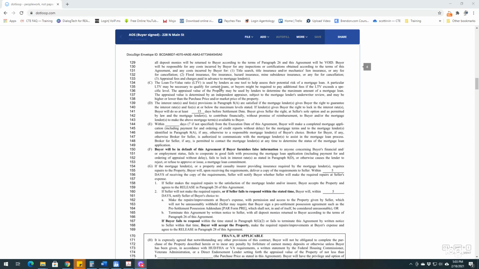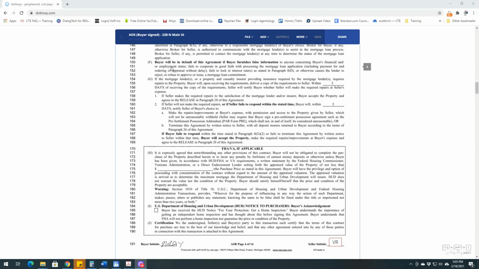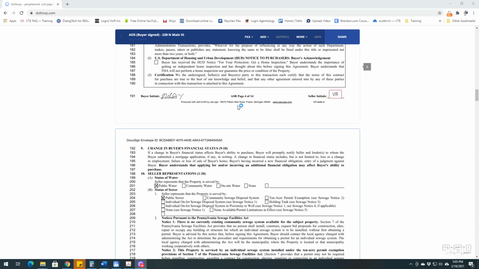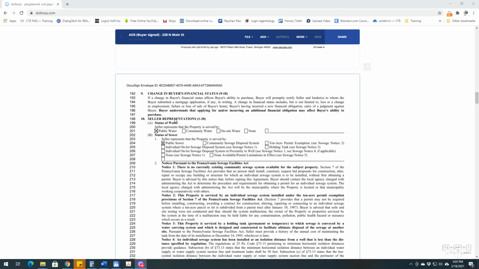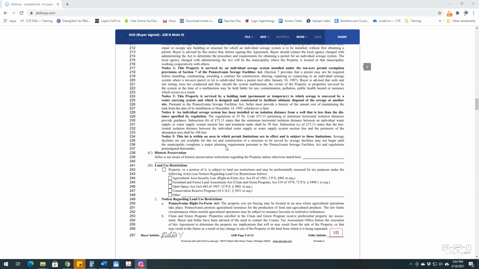And the remainder of this just spells out that timeline. It does say here the buyer is in default if they furnish any false information to the buyer's financial institution, so they can't lie about anything. If it's an FHA loan, this here would apply. If the buyer has any changes in their financial status, they must notify the seller of that change, like if they lost a job or something. In this case, it's public water and public sewer. If it was an on-site well, it would be marked here, or if it was a septic system, it would be marked here, and these are just disclosures regarding that.